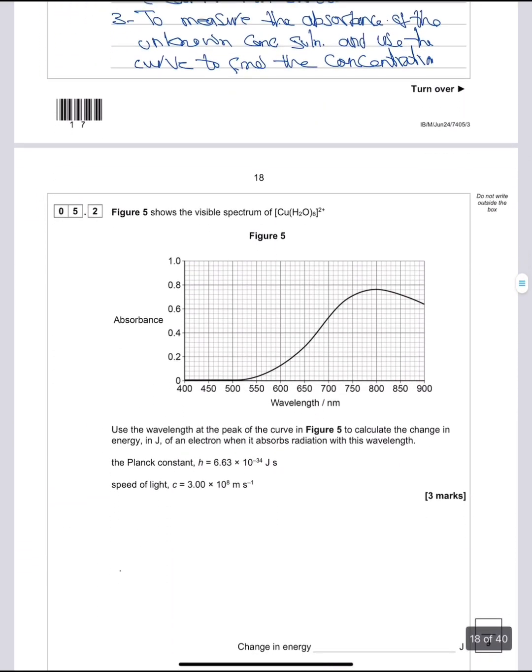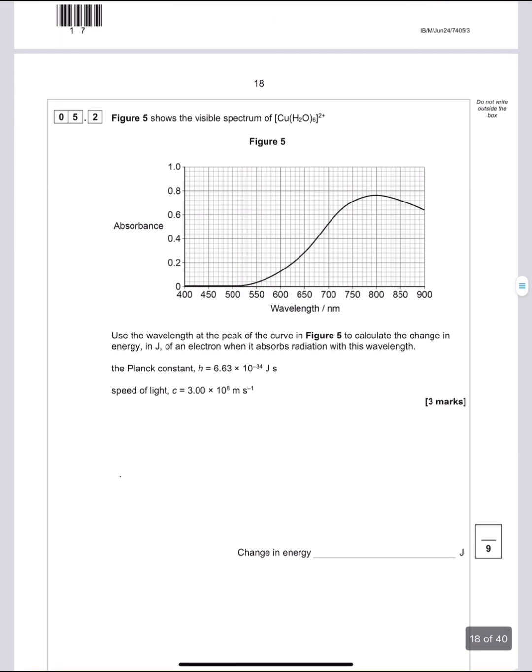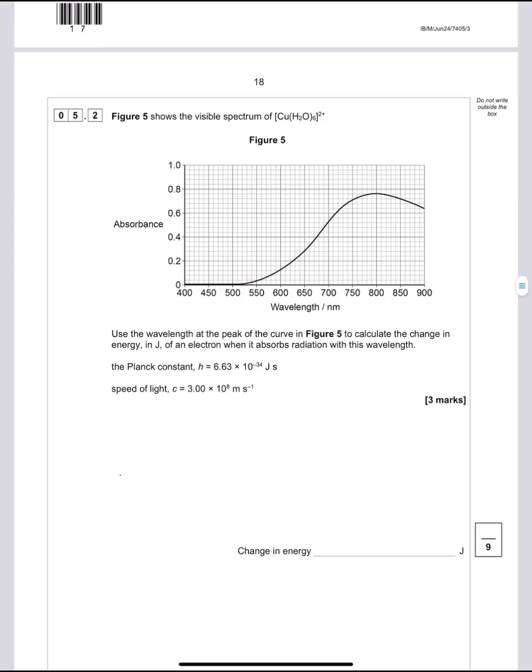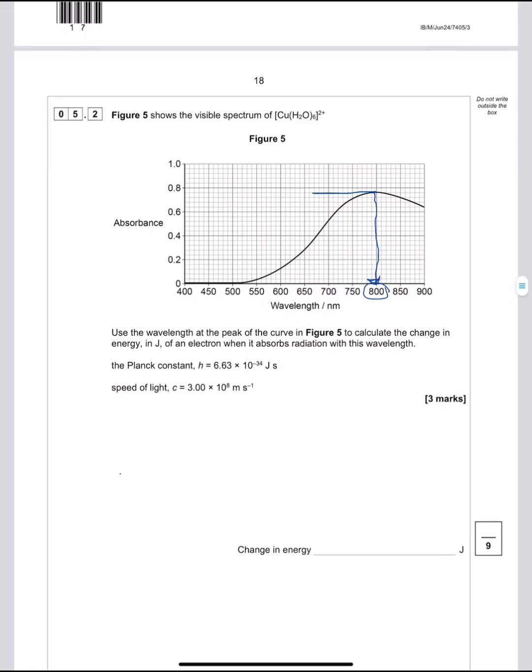And the second question related to this one is about the visible spectrum of the aqua ion of copper 2 plus. Use the wavelength at the peak of the curve. Normally when we do colorimetry, we measure the absorbance at the wavelength of maximum absorbance. When you look at this curve, this is the maximum absorbance, this is the peak, and this is the corresponding wavelength. So this is the wavelength we are going to use in colorimetry.